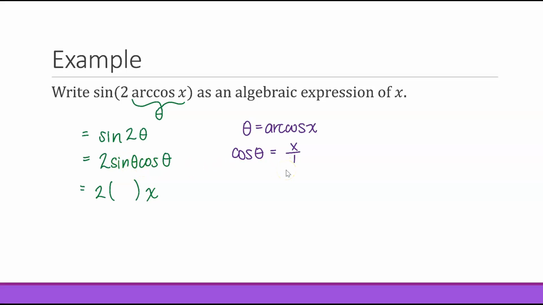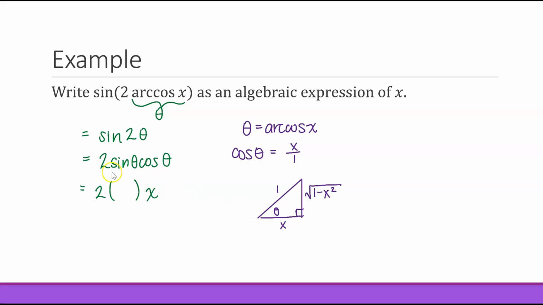So I am going to need to draw a triangle. So that triangle is going to look like a right triangle, the angle is theta, and we have adjacent is x over hypotenuse is 1. So this missing side length here from the Pythagorean theorem is going to be the square root of 1 minus x squared. So the hypotenuse minus the other side length squared, all underneath the square root.